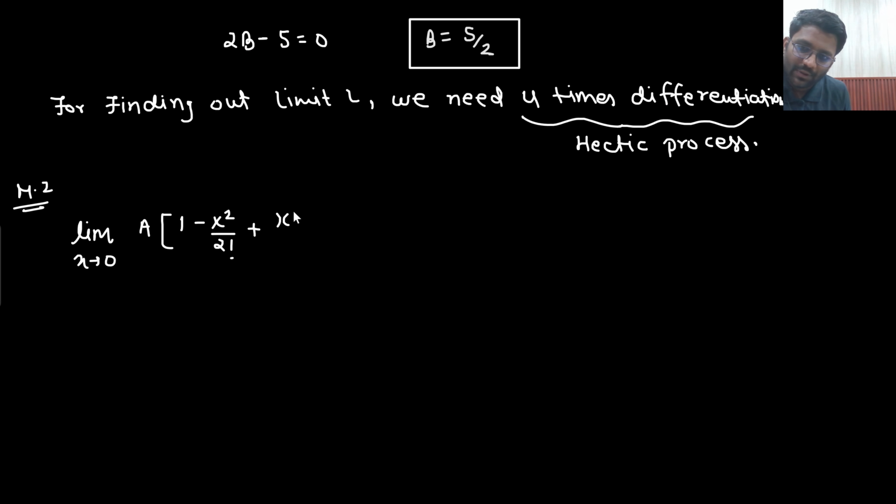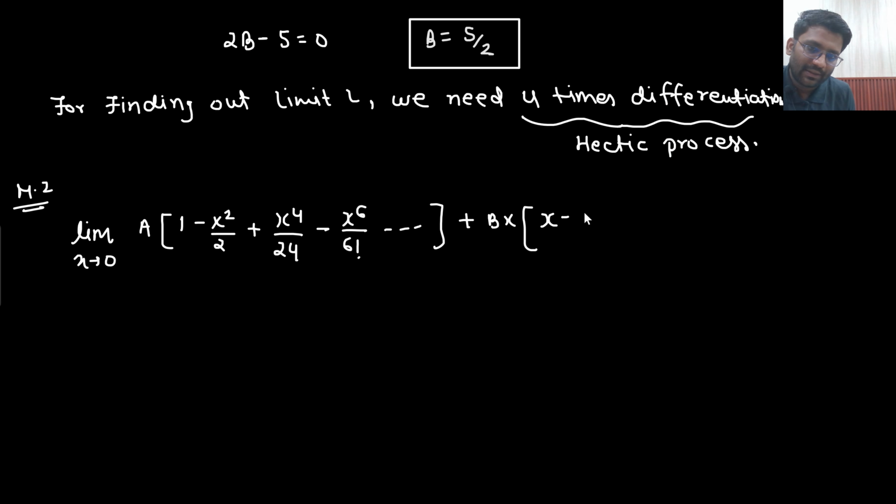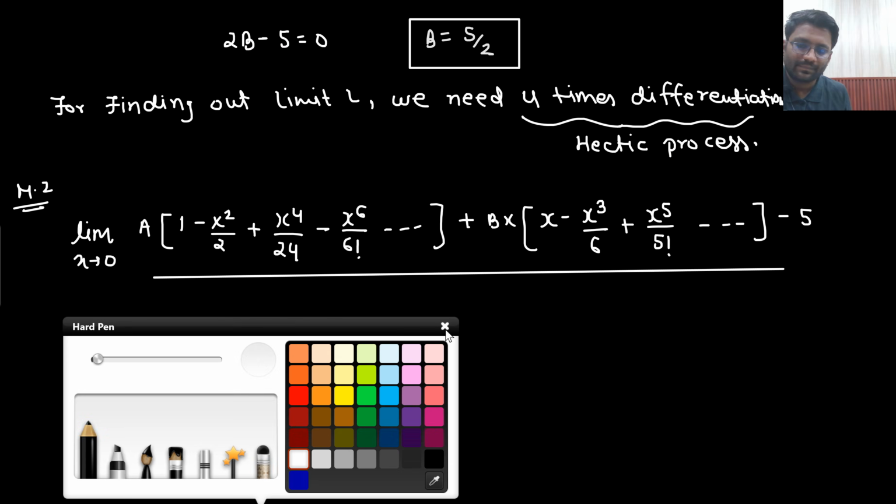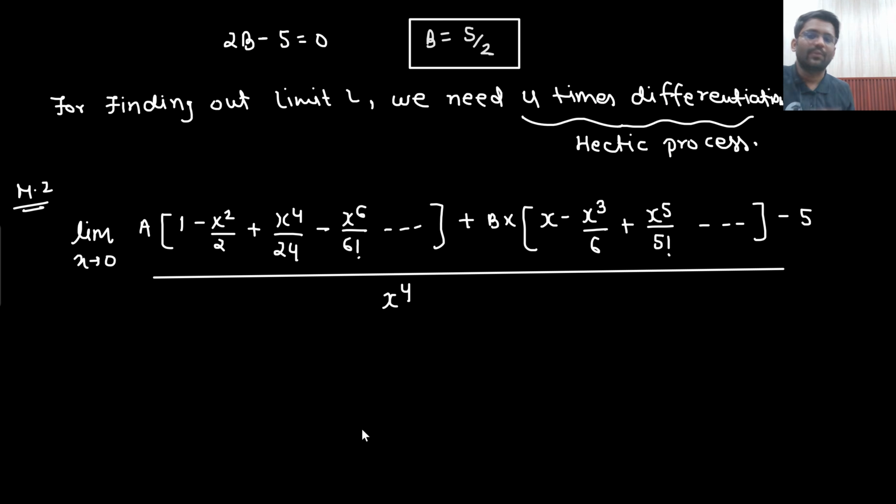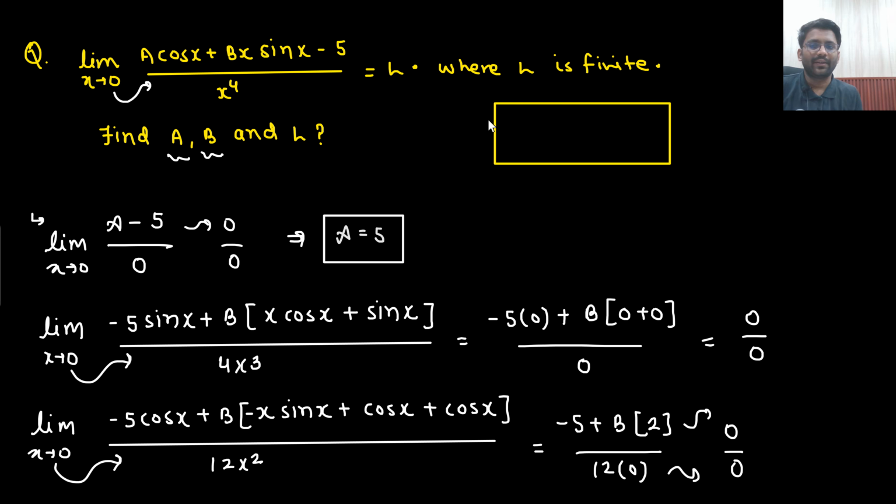2 factorial plus x to the power 4 divided by 4 factorial, which will be 24, right? So I am directly writing 24. And then x to the power 6 divided by 6 factorial and so on. Then b into x. And do I know the expansion of sin x? Yes. x minus x cube by 3 factorial, which is 6, plus x to the power 5 by 5 factorial and so on. And then minus 5 is there and divided by x to the power 4. Is that clear to you?